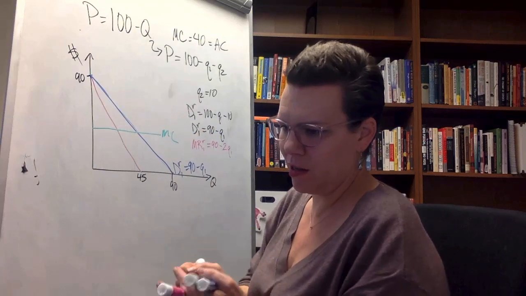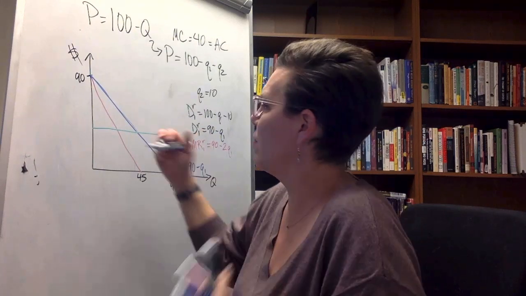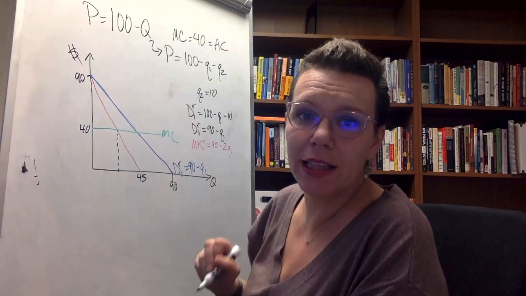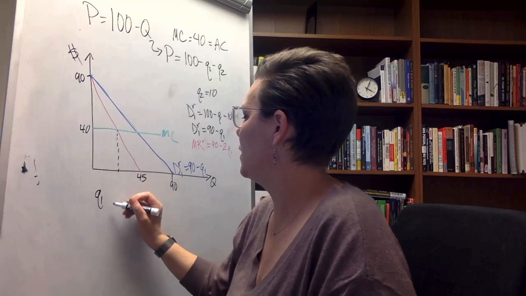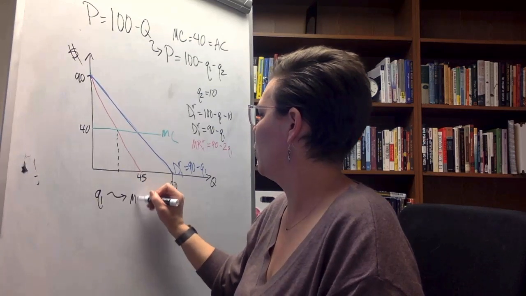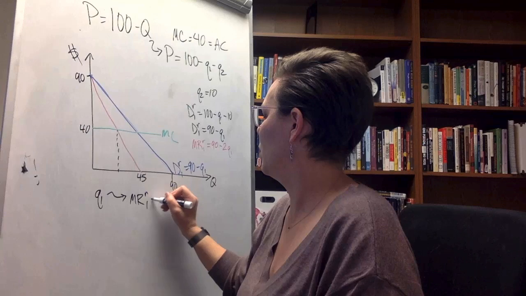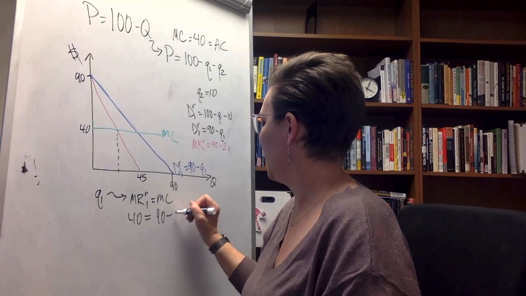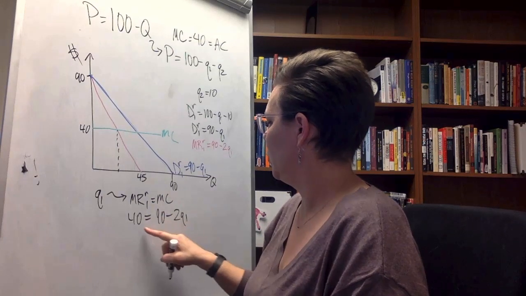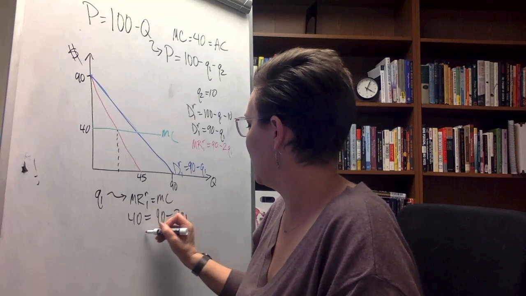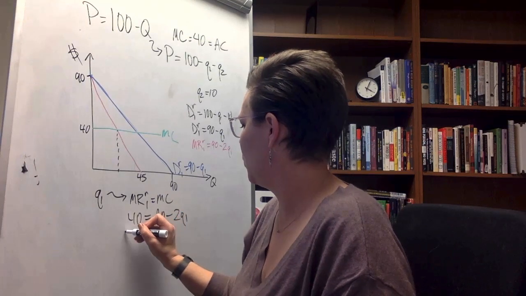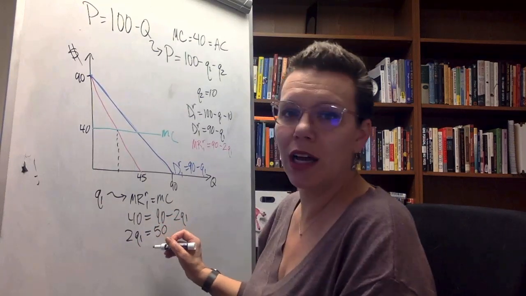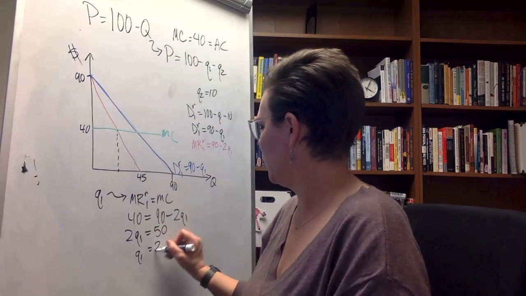at 40 and derive our Q1 star, our optimal quantity at that level. So Q1 is going to be determined by marginal revenue equal to marginal cost, or 40 equals 90 minus 2Q1. I'm going to subtract 90 from both sides, and I'm going to get negative 50 equals negative 2Q1. Then divide both sides by 2, and I get Q1 equals 25.